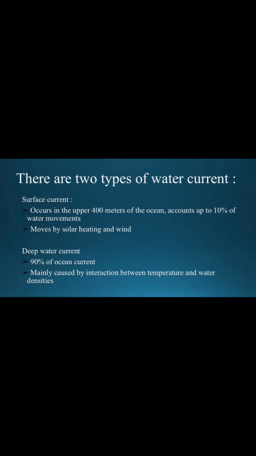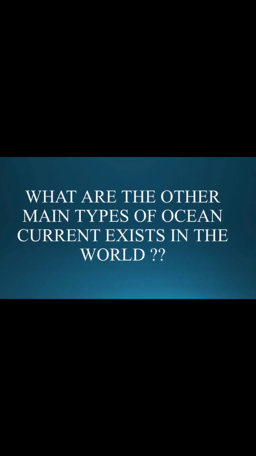There are two types of water current. Surface current, which occurs in the upper 400 meters of the ocean, accounts for up to 10% of the water movements. It moves by solar heating and wind. There is also the deep water current, which we are currently discussing, which covers 90% of the ocean current. Mainly, it is because of the interaction between temperature and water densities. So, what are the other main types of ocean current that exist in the world?